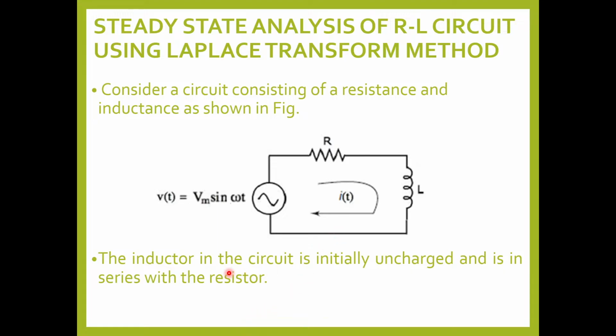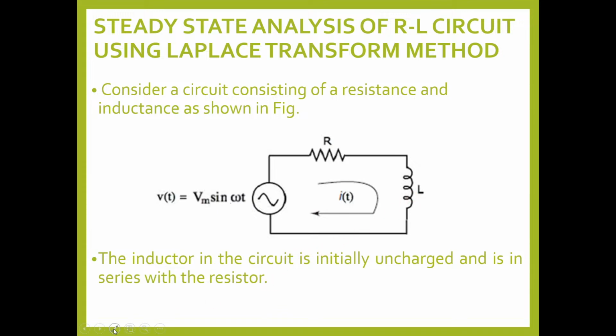Initially, this inductor will be uncharged, so it acts as an open circuit. Now let us apply Kirchhoff's voltage law in this given circuit and see what the KVL equation will be. Here the source voltage is Vm sin omega t, which will be equal to R into I of t plus L into d by dt of I of t. So that is our KVL equation.